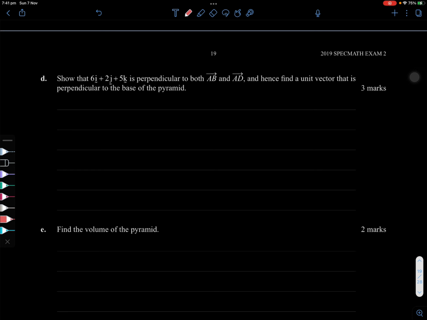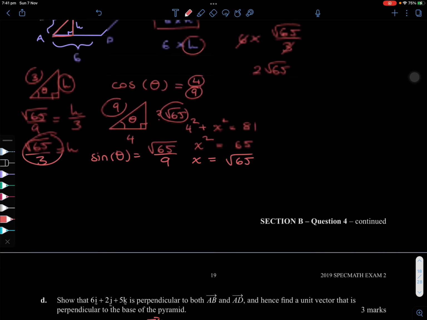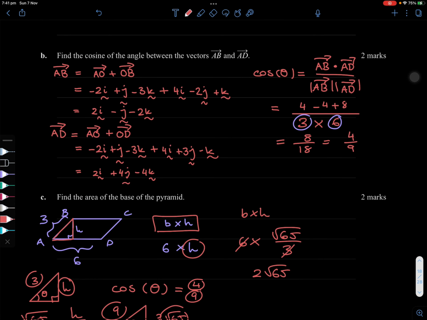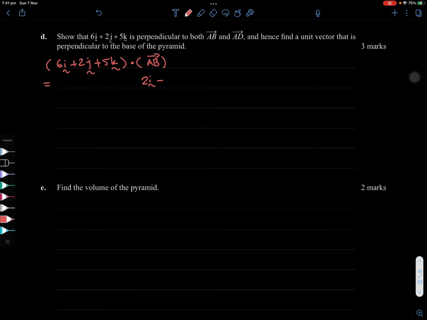Show that 6i plus 2j plus 5k is perpendicular to both those vectors, and then find the unit vector that is perpendicular to the base of the pyramid. Okay, so to show that they're perpendicular, we need to do the dot product and show that it equals 0. So, first off, where's AB? AB is what we found up here. So that's useful. 2i, take j, take 2k. Okay, that's just for note.